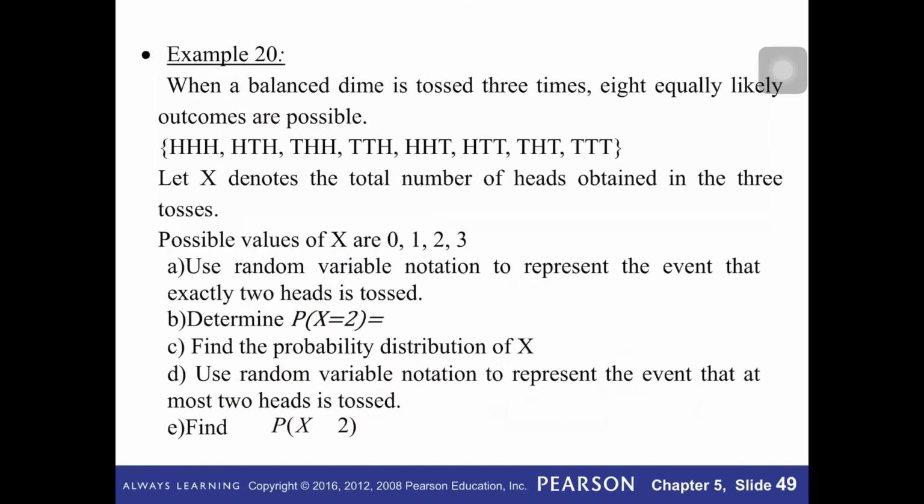Okay, check this example. When a balanced dime is tossed 3 times, this is the important part, 3 times, 8 equally likely outcomes are possible.